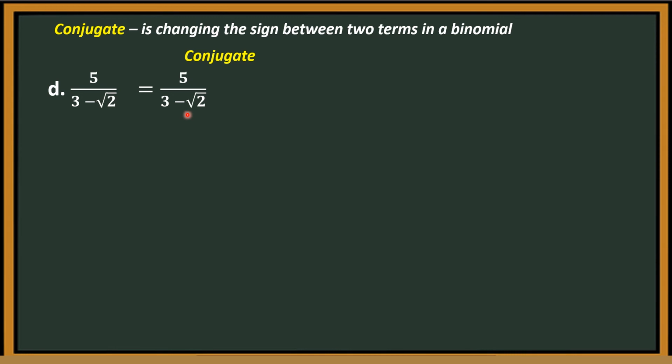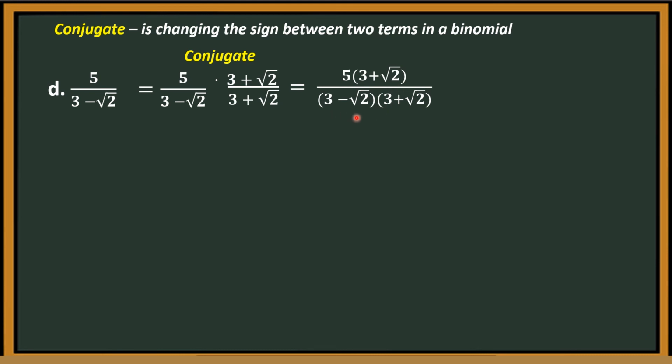So kung ito ay subtraction, magiging addition na siya. So, same sa denominator. And then, we can multiply now the numerators and denominators. So, we will have now 5 times 3 plus the square root of 2 over 3 minus square root of 2. So, kinapi lang natin. And then, times 3 plus the square root of 2. Then, yung numerator, let us use distributive property. Multiply 5 times 3. And 5 times the square root of 2. Do not forget the operation.